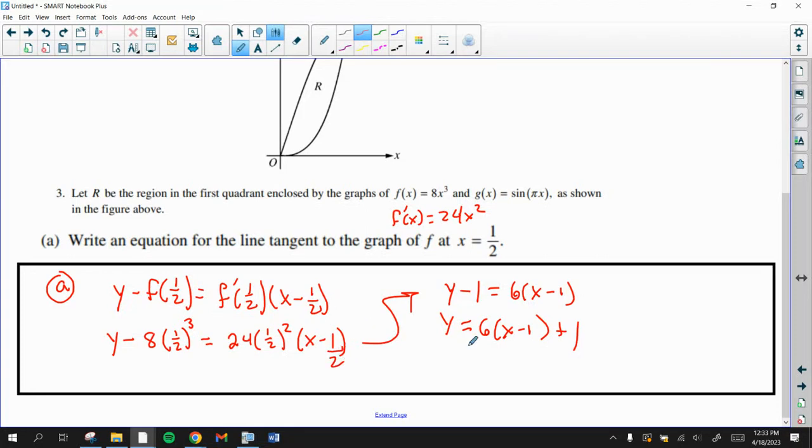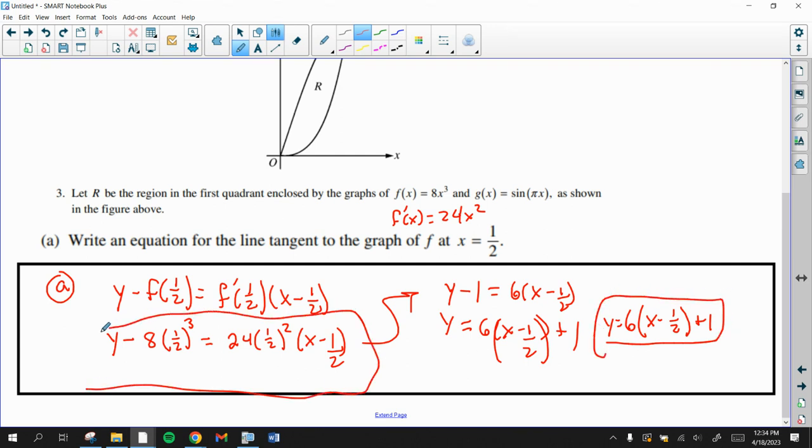I missed something. That's 1/2. See, that's the danger of what I just did. But it's 6 times x minus 1/2 plus 1. I'm just going to write it a little bit neater. That's what the answer is going to look like. But again, this should be okay. So that was an easy one.